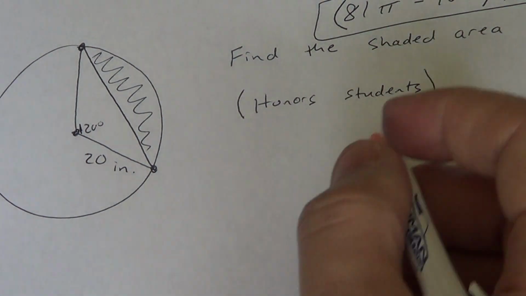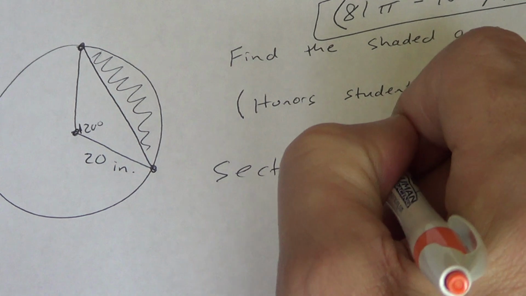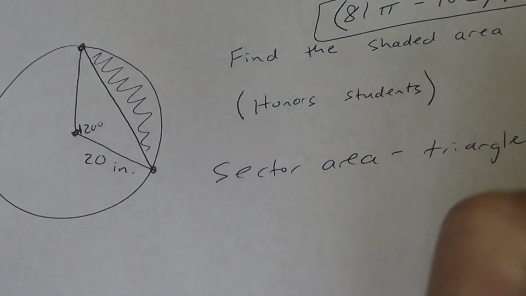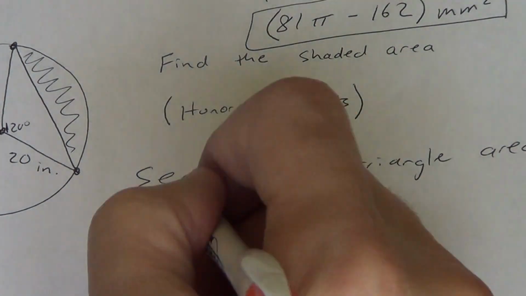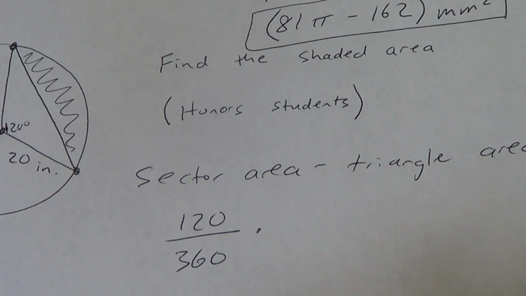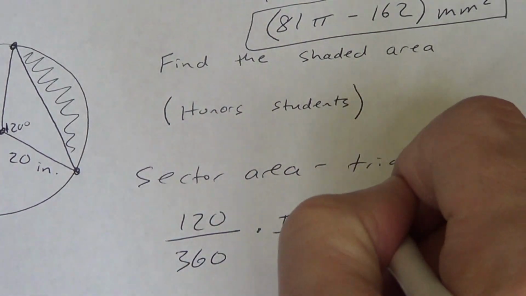All right, here we go. It starts off the same way: sector area minus triangle area. The sector area is pretty easy. It's still arc measure 120 over 360. I didn't put degrees, I know they're going to cancel off, times pi, 20 squared, which is over 1, minus.